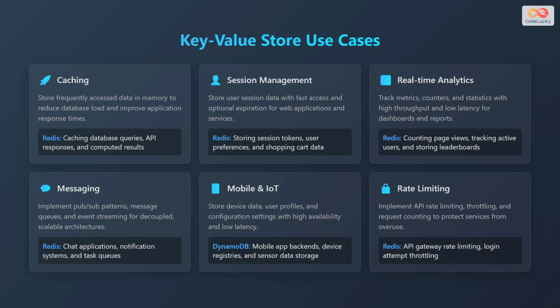Messaging implements publish or subscribe patterns, message queues, and event streaming for decoupled, scalable architectures. This can be implemented in Redis in use cases like chat applications, notification systems, and task queues. Finally, mobile and Internet of Things, or IoT applications, store device data, user profiles, and configuration settings with high availability and low latency. DynamoDB is typically used here for mobile app backends, device registries, and sensor data storage.